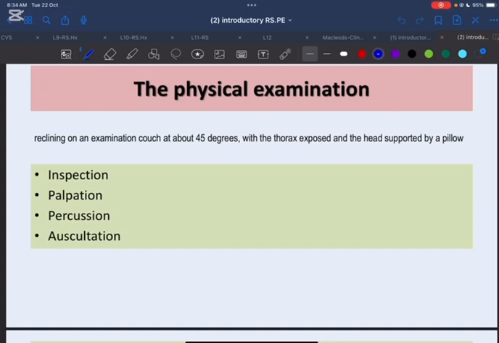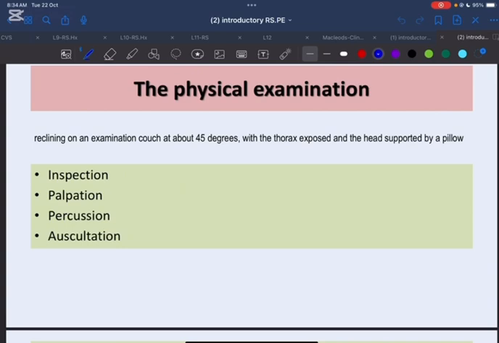We start systematically always the examination in general. Wherever you do examination, abdominal, respiratory, cardiac, you start with inspection, palpation, percussion, and auscultation. This is the hierarchy and this is the order that should be followed always.